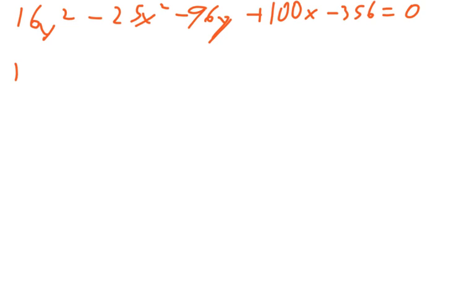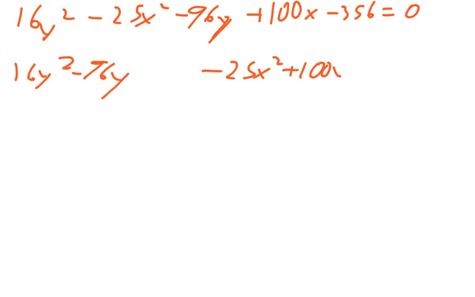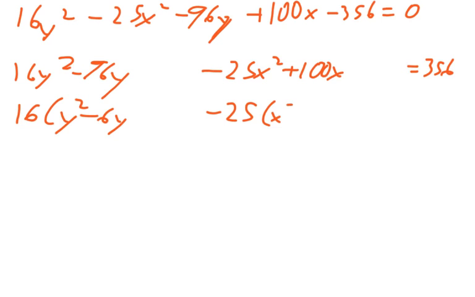Alright, last one for this video. We're going to put the y's together, and they're going to come first because the 16y squared is positive. Put the x's together, and it equals 356, because I add 356 to both sides. Factor out the 16. So we got y squared minus 6y. Factor out the 25. X squared plus 4x equals 356.